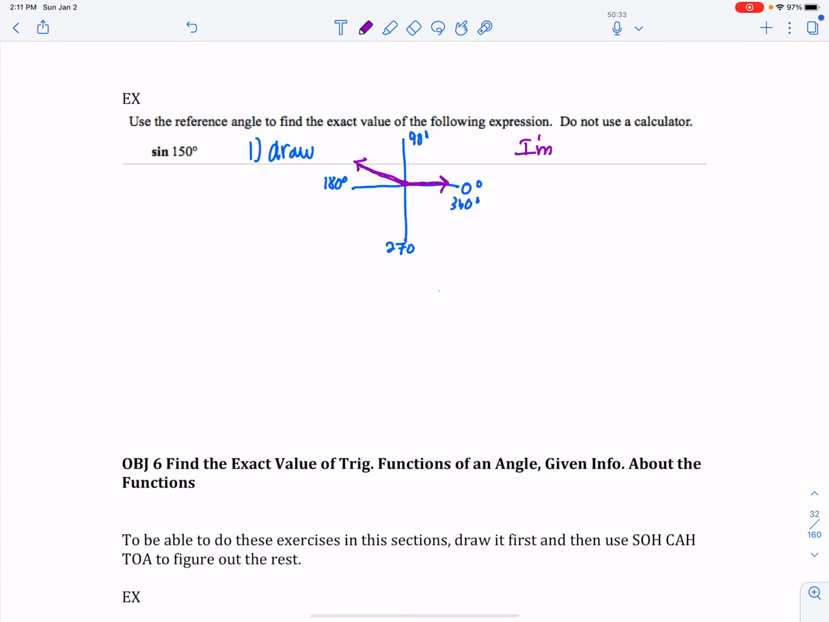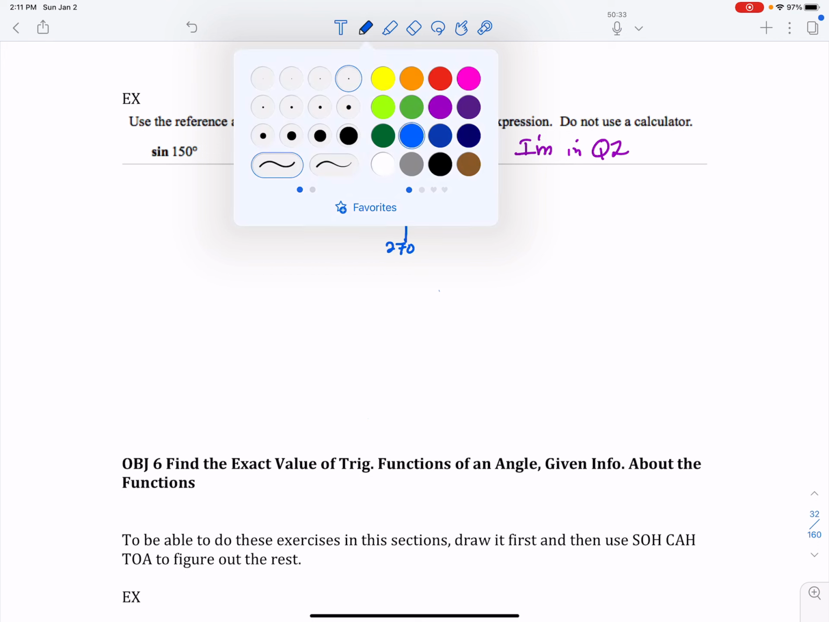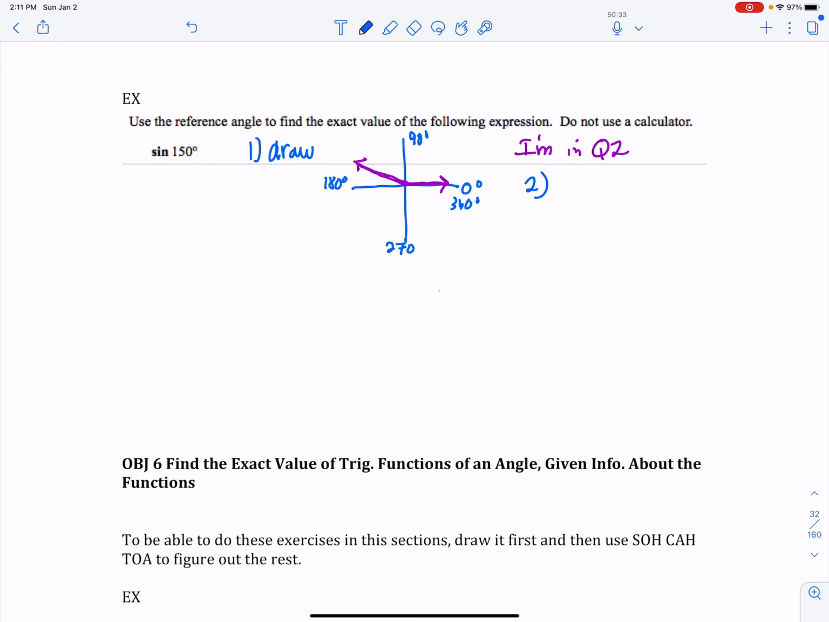And now you need to figure out, is sine positive or negative in this quadrant? Okay. So once again, you can use All Students Take Calculus. So in quadrant 2, because remember we're in quadrant 2, sine is positive.